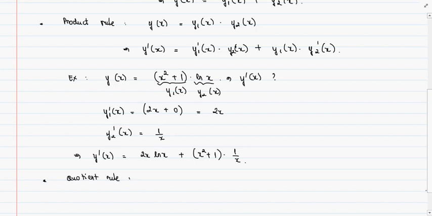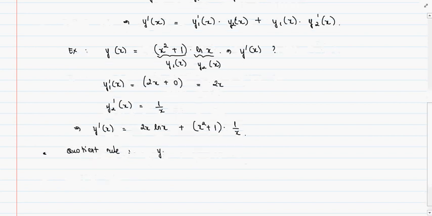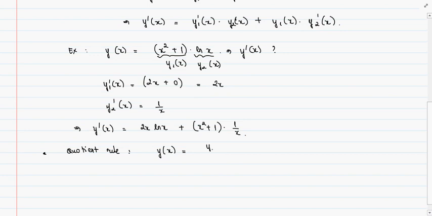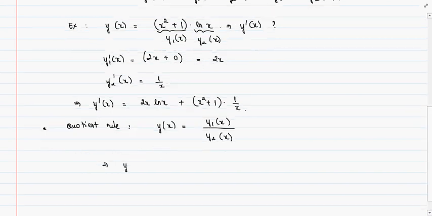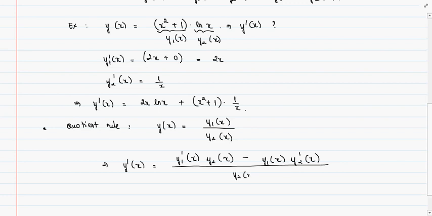Now the second last one is the quotient rule, where you have function y as a function of x equal to two functions divided by each other, so y1 divided by y2. The quotient rule says that if you differentiate this function with respect to x, you get y1 dash, which is the differential of the function y1 with respect to x, multiplied by the y2 function remaining the same, minus the y1 function remaining the same, multiplied by the differential of the y2 function with respect to x, and everything divided by y2 function squared.